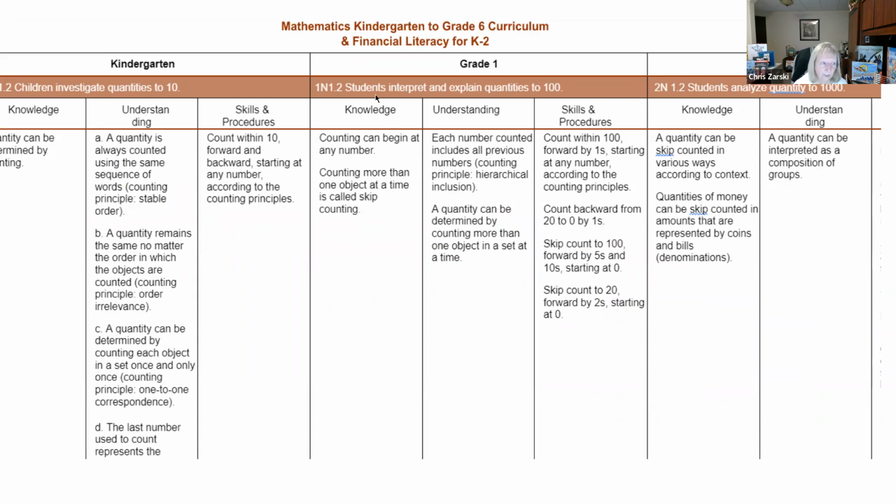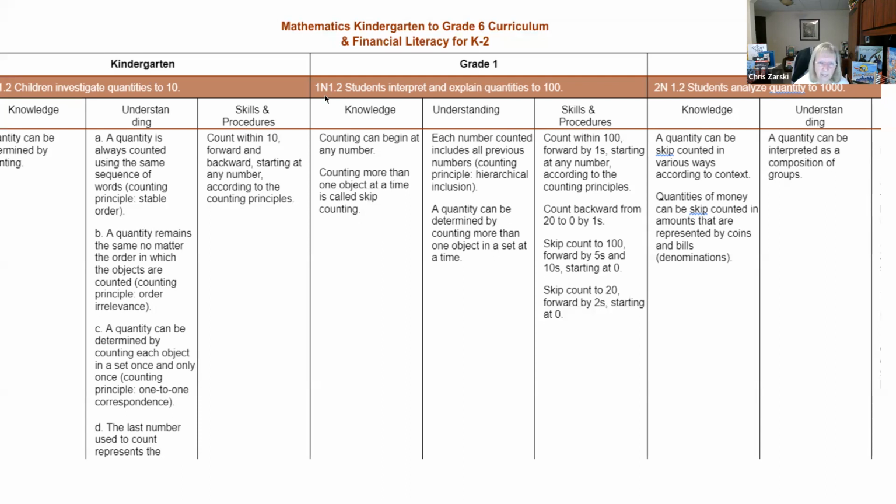So here you see 1.2, students interpret and explain quantities to 100, but 1.2 talks about these 2 understandings and how we would unpack them. We have numbered the entire document all the way to grade 6 in the same way, so it doesn't matter if you teach a double grade, then that would just change the number in the front, and that would be relative to whatever grade you are.